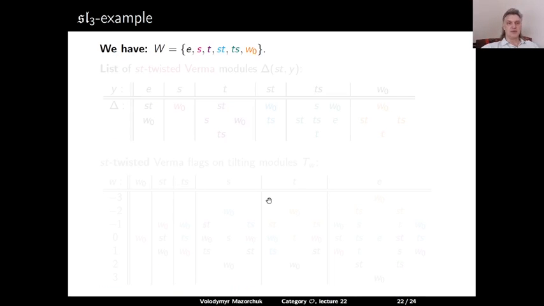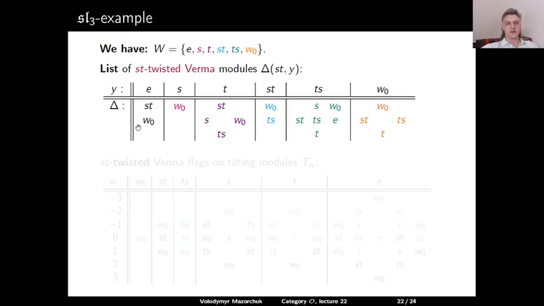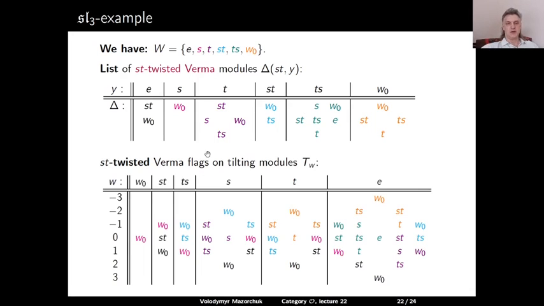Here is an SL3 example. In the case of SL3, W consists of e, S, T, ST, TS, and W0. So here is a list of ST-twisted Verma modules, delta ST, y. So this is just taken from the previous example where we had all twisted Verma modules. And here is the picture of ST-twisted Verma flags on all tilting modules. So all ST-twisted Verma modules are given by their colors. So here is the picture of ST-twisted Verma flags on indecomposable tilting modules.